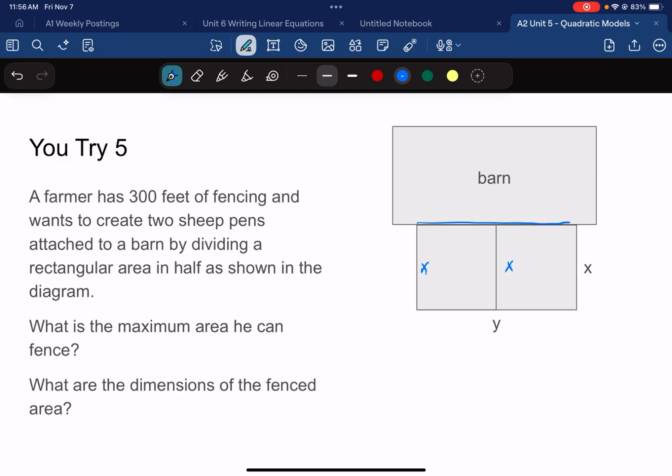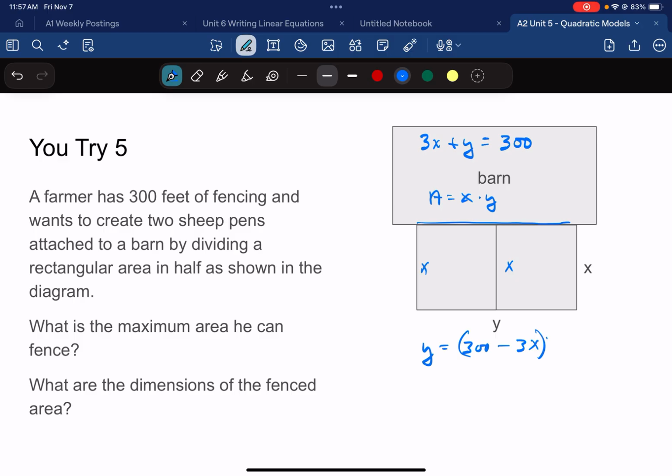So our total fencing formula then is 3x plus y equals 300 feet. So we used all 300 feet of fencing to create those areas. So now the area formula is just x times y again. But let's solve this top equation for y. So that's simpler this time. Just subtract 3x. So y equals 300 minus 3x. Then I'm going to substitute that into the area formula.